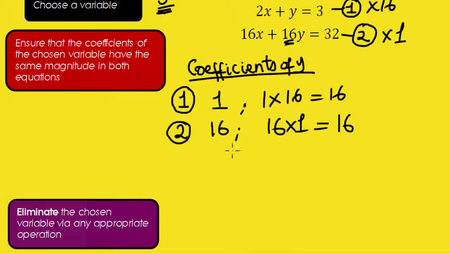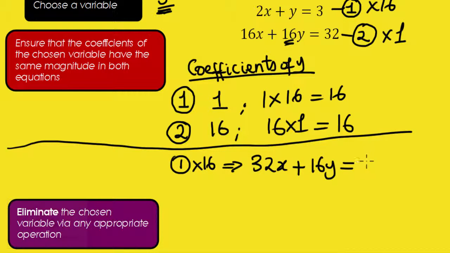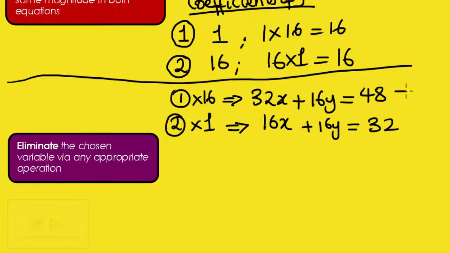So doing so gives equation 1 times 16 gives 32x plus 16y equals 3 times 16, which is 48. And then equation 2 times 1 is 16x, unchanged. Anytime you multiply 1 by anything, nothing changes. So now we have equation 3 and equation 4.